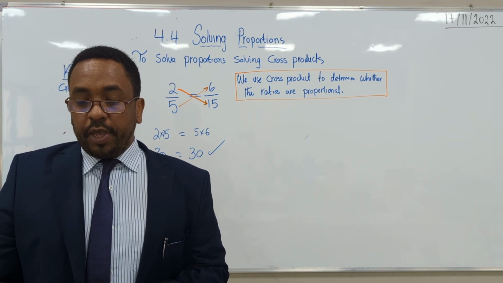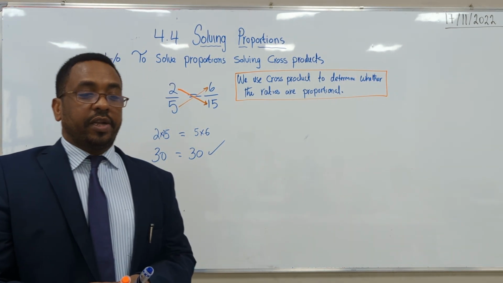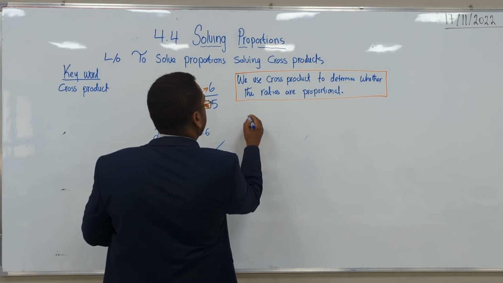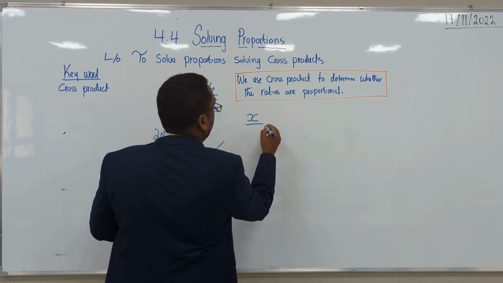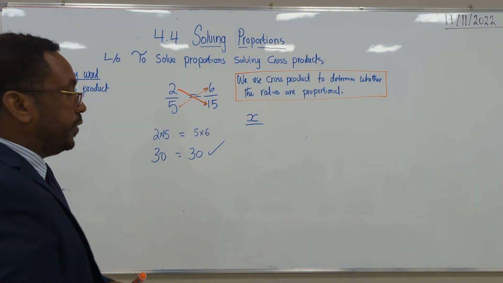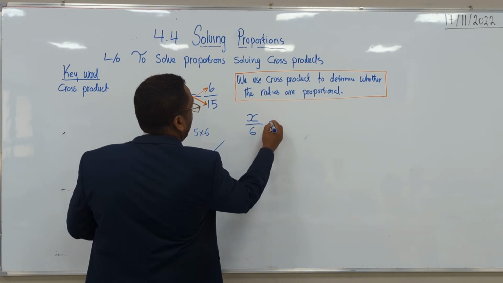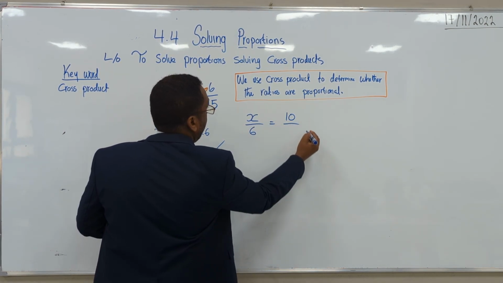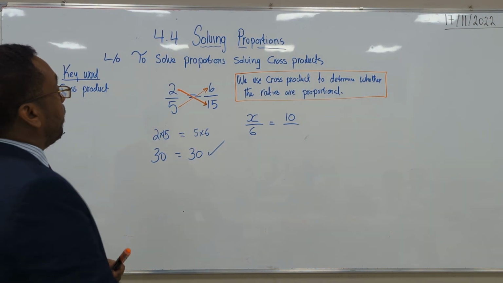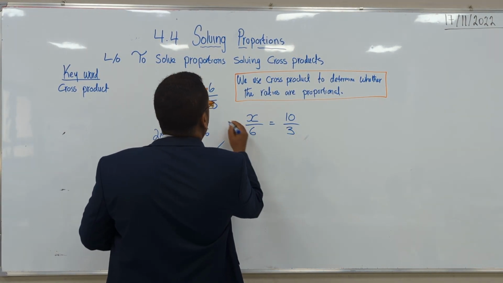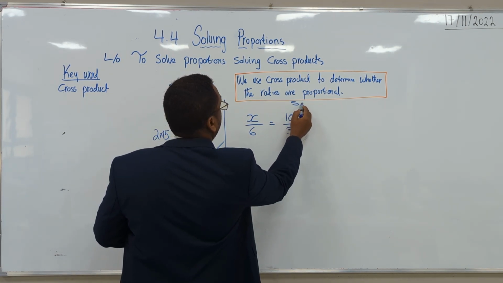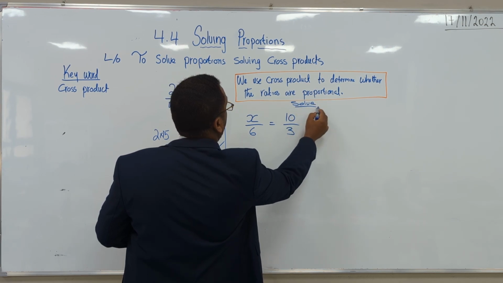Like for example, if we are not given one side. So for example, we have x, unknown, divided by 6, equal to 10 over 3. We need to solve this now. Are you with me?